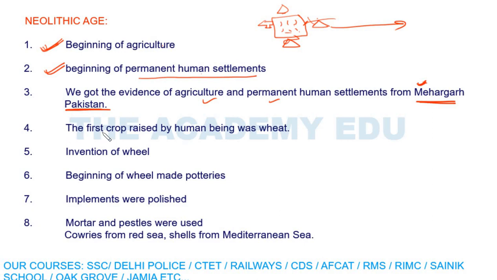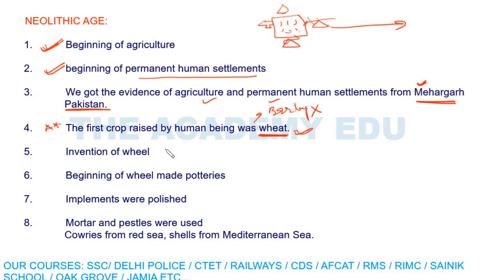Now, next, the first crop raised by human beings, very important, was wheat. In many books, you will find that the first crop raised by human beings was barley, but this is a wrong answer. Why is this a wrong answer? Because NCERT says wheat. So if NCERT says wheat, we need to write wheat. So wheat was the first crop raised by human beings, right?